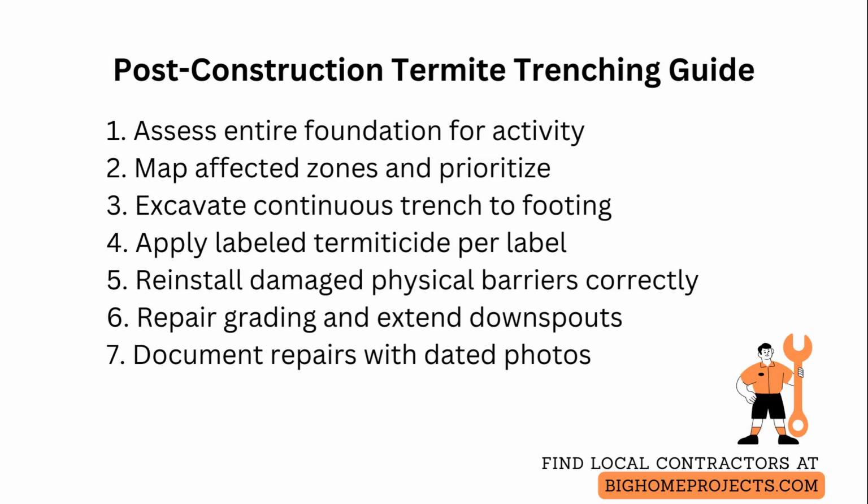Repair graded transitions and exterior drainage to eliminate soil contact with siding or sheathing, extending downspouts and correcting soil levels so water moves away from the foundation. Moisture control reduces termite pressure and prevents future bypasses.